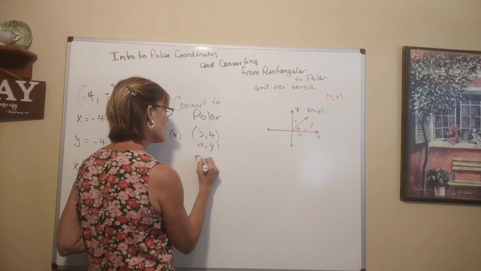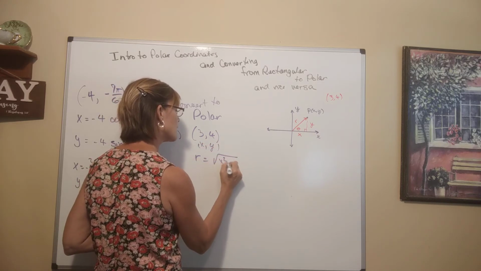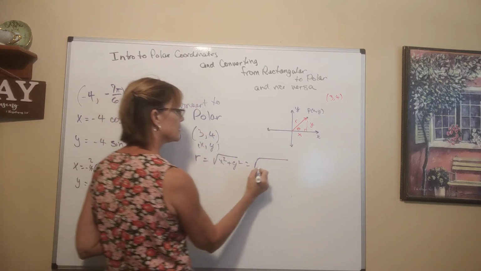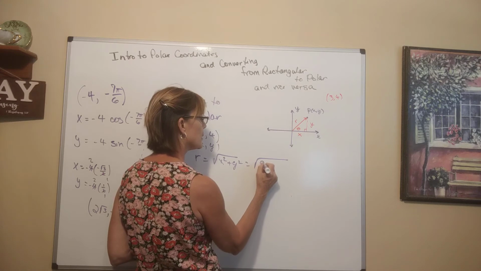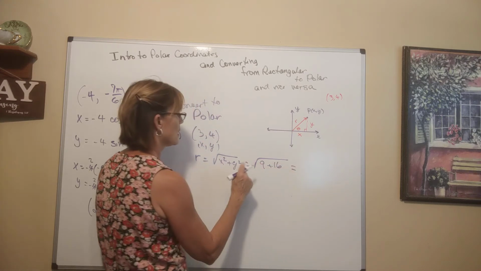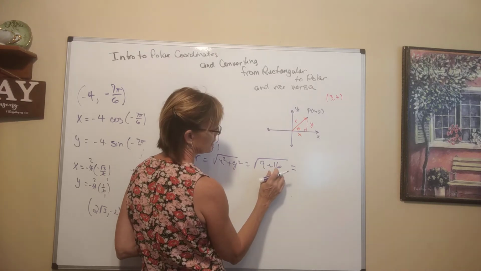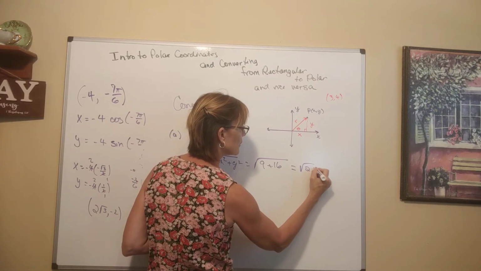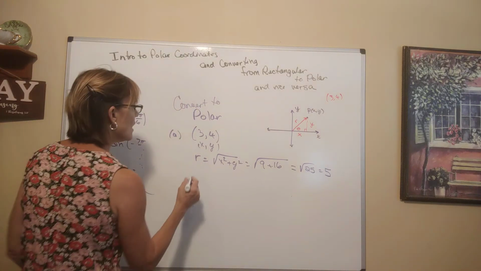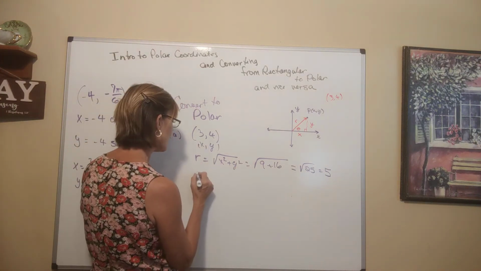Well, we know that r is equal to the square root of x squared plus y squared. So we're just going to straight calculate that. This is going to be the square root of 3 squared plus 4 squared. This is equal to, let's see, square root of 25. So this is just the number 5. R is equal to 5. How about theta? How do we find theta?